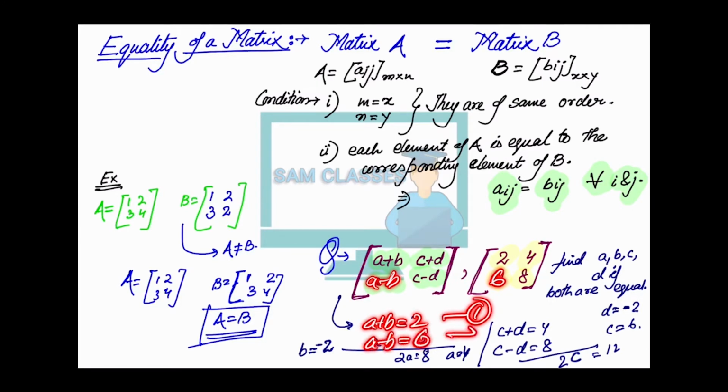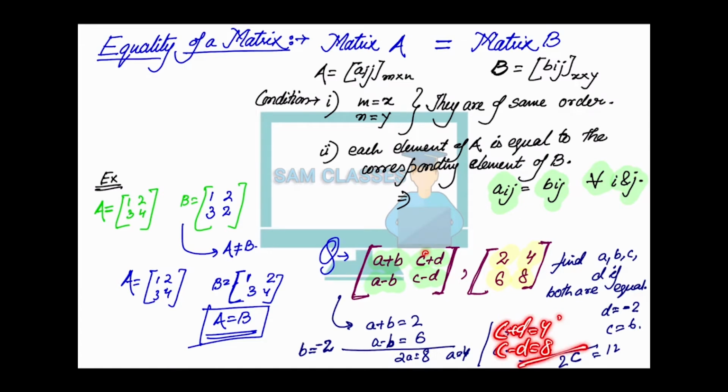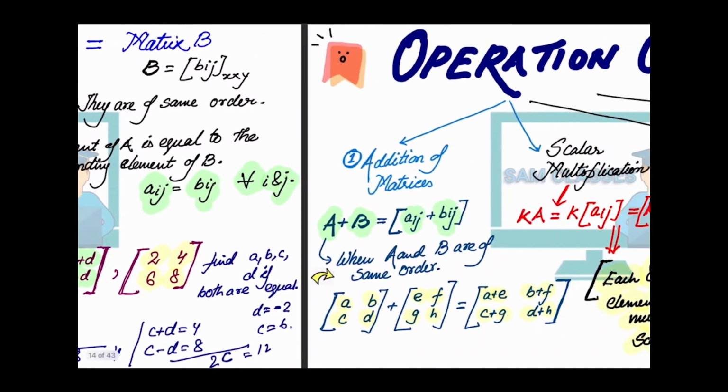Now we all have studied in the smaller classes how to solve these kinds of simple equations. So we just add them. So we get 2A is equal to 8, and then from there A is equal to 4. Similarly, we can do C plus D is equal to 4, and we can do C minus D is equal to 8. So the moment we just add it up, D will be cancelled. 2C is equal to 12 and C is equal to 6. So nothing is there in this. Okay, very simple. Let's move on to the next section.